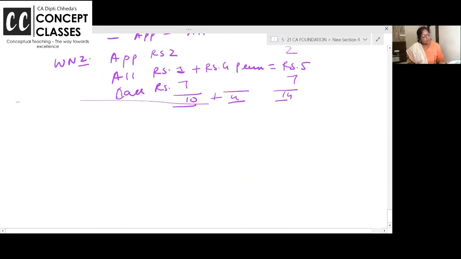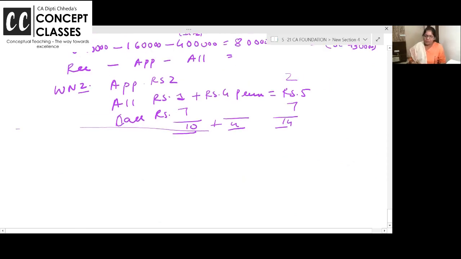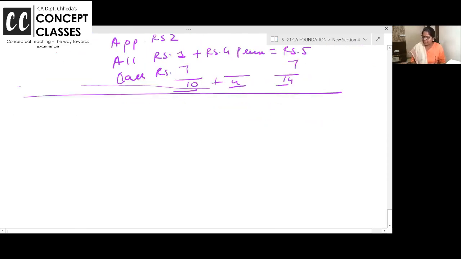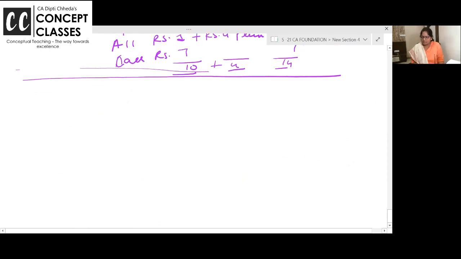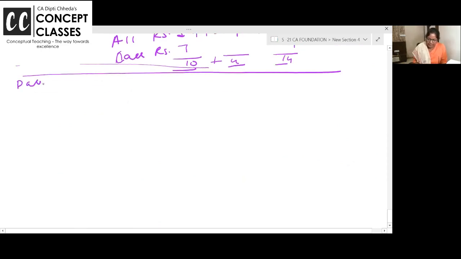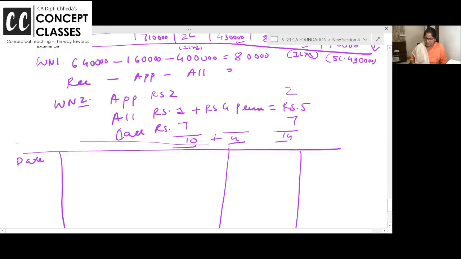Let us start passing the journal entries for this. Dates are given to you, no? Application, allotment, dates are given for all. So let us start by passing journal entries with the help of the table. We start the journal entry. We have to refer to the table. Date, particulars, debit amount, credit amount.